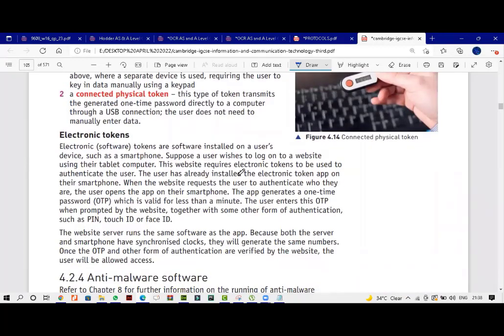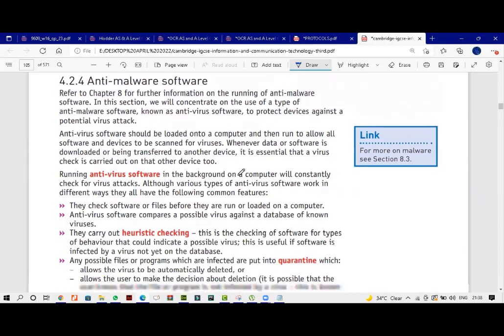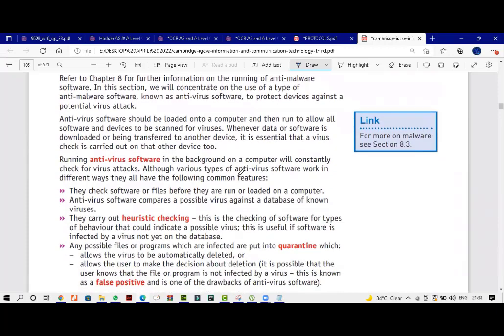Electronic tokens basically are there when they are used online. So it's the same thing, but it's done online in digital form, without any human intervention. Anti-malware software is actually a topic of security, but they have also discussed it again. Antivirus, talk about it.